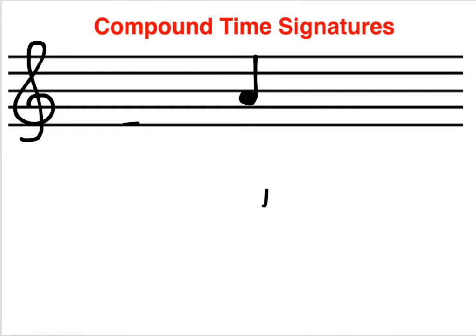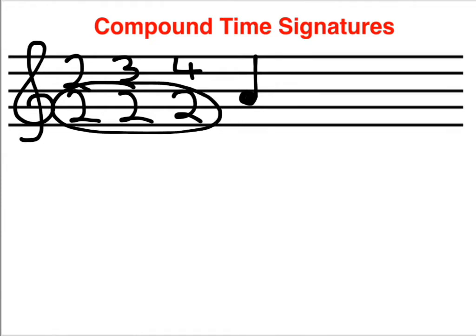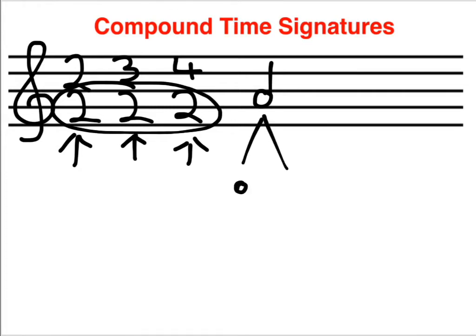Say, for example, we were in 2-2, 3-2, or 4-2. The bottom number now is 2, and that 2 signifies minims. So this time signature means 2 minim beats in a bar, this one means 3 minim beats in a bar, and this one means 4 minim beats in a bar. But each minim beat can be split into two equal notes, in this case 2 crotchets.